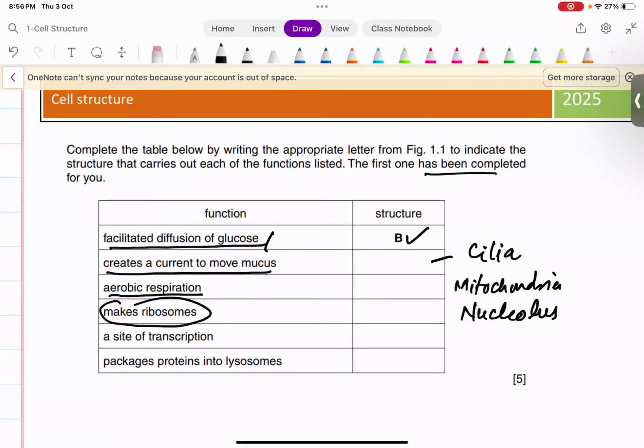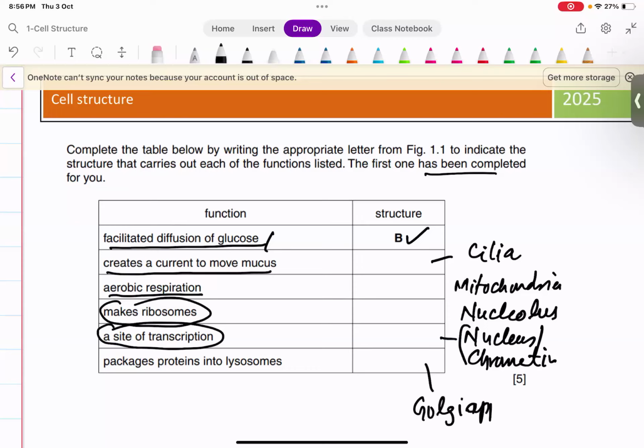This is involved in formation of ribosomes. You can identify it with the letter from the diagram. Site of transcription: this takes place in the nucleus, where chromatin is present. So nucleus or chromatin, you can identify for transcription. And packaging proteins into lysosomes: this is the Golgi bodies or Golgi apparatus. You can identify the Golgi apparatus with a letter from the diagram.